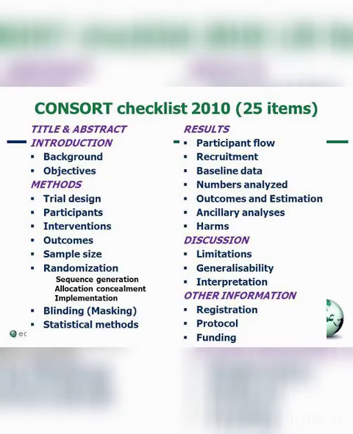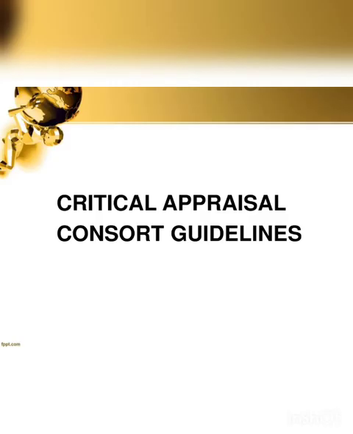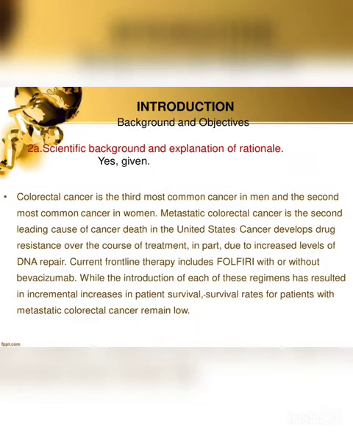Now we are seeing what are all the checklists in the CONSORT guidelines. So under each title we have to check whether it is given in the particular journal or not. So what is CONSORT? Consolidated Standards of Reporting Trials, that is CONSORT. So coming to critical appraisal, in the title and the abstract, whether it was identified as a randomized trial in the title, yes, it is clearly indicated in my study. Whether the summary of the trial design, everything was given, yes, it was given.